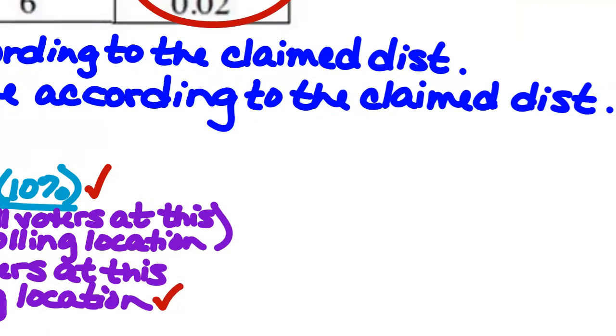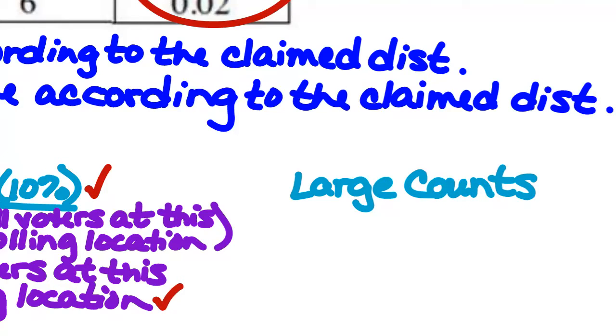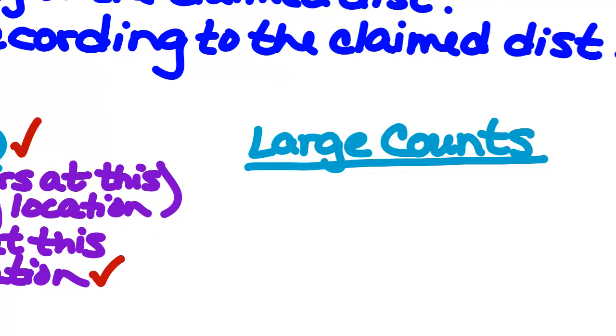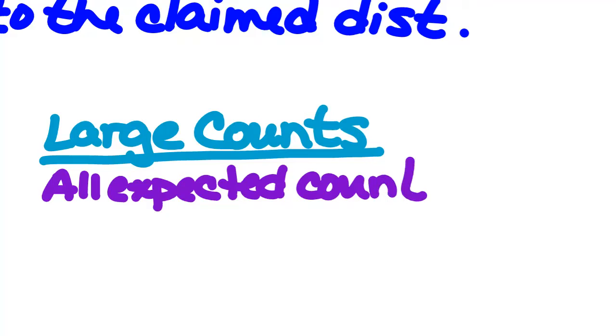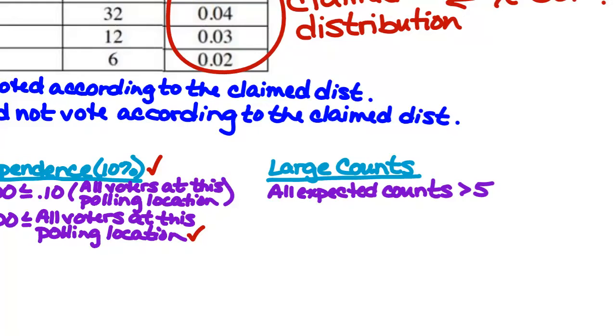Then I don't have normality. We have large counts. Remember, we're not looking for normal behavior. We're not looking for a normal shape. We're looking for what kind of a shape? Chi-square. All my counts have to be what? Larger than 5. All expected counts greater than 5. I need to make a table to check this. So I'm going to make a table similar to what they had here.